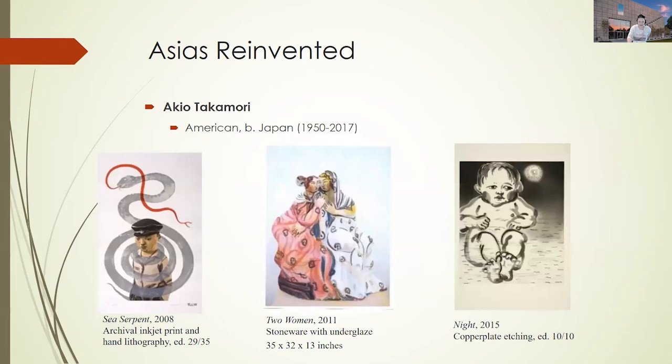Okay, we're getting near the end, so I'm going to try to wrap it up. This is Akio Takamori, an American born in Japan. Let me get my notes on them. They're known for their ceramic figures, which have a childlike charm and folk art charm, but underneath they're based off historical images and have political undertones.